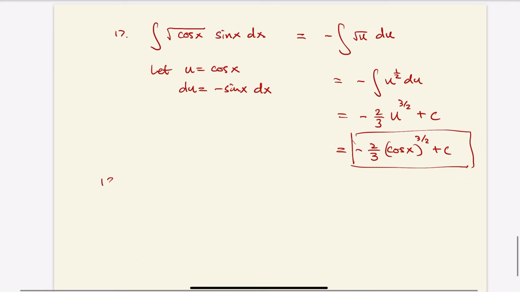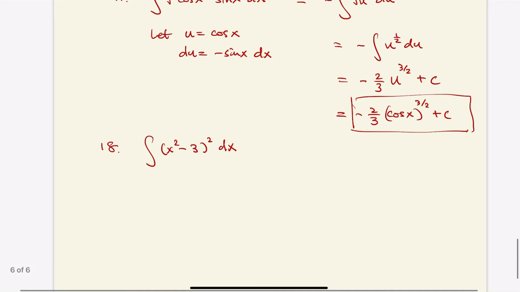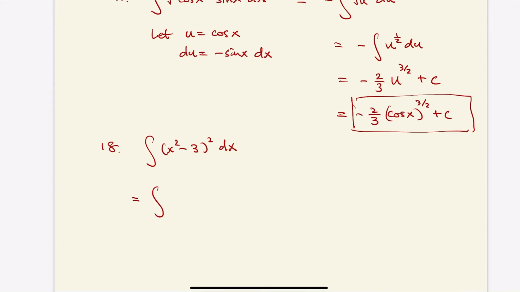Number 18. Integral of x squared minus 3 squared dx. This one, you probably think to use a u sub, u equals x squared minus 3. But the problem is when you take a derivative, there's no x dx. So technically we cannot use u sub. So what I'm going to do is expand it out. So FOIL this expression: x to the 4 minus 6x squared plus 9 dx.